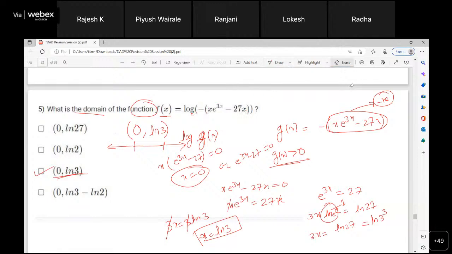So please remember what I discussed. There is a minus sign, so this particular expression should be less than 0. Then only my whole expression, that is, the log of any function, is positive. Please keep that in mind. We can ask any type of question based on this, but this is an important property you need to remember.